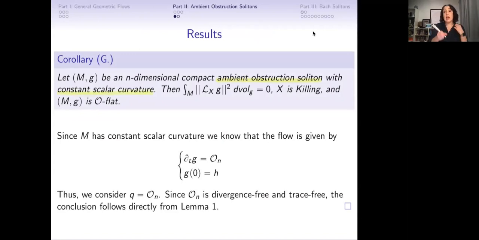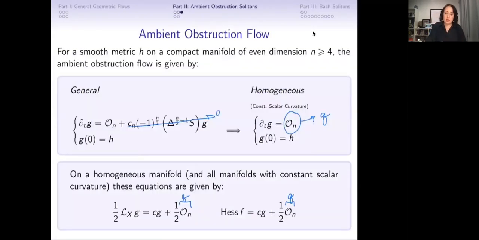Now, one thing to note: in the previous slide, we looked at the homogeneous case. This is a sub-case of having constant scalar curvature. Non-homogeneous manifolds can have constant scalar curvature.